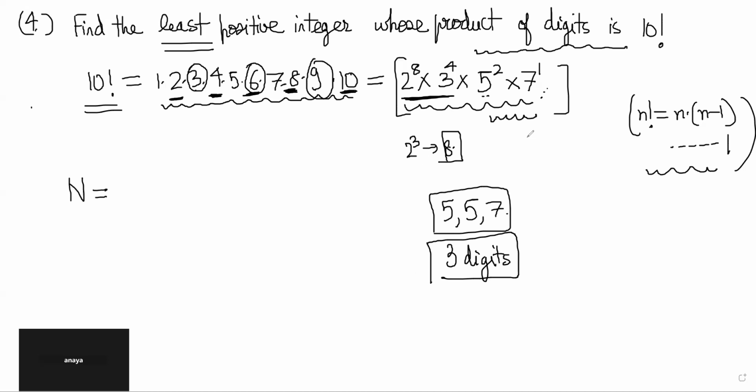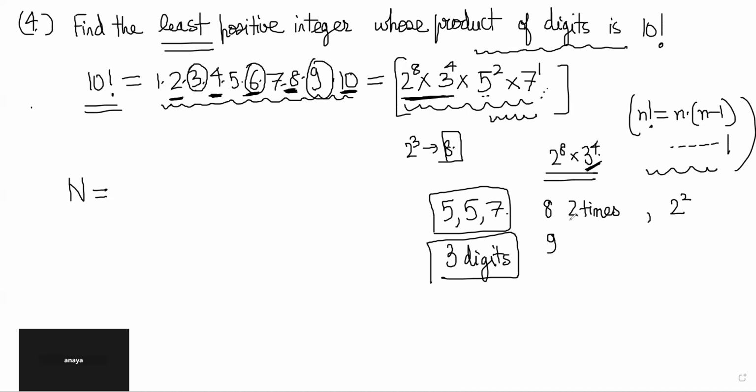After that, you should think of how to handle the 2 power 8 and 3 power 4, right? One way to reduce it is to take as many powers of 2 in a single digit as possible. So you got the idea that we should use 8s, right? We can use 8 two times and we'll be left with 2 square, right? And here we can use 9, 3 square. So 9 is 3 square.